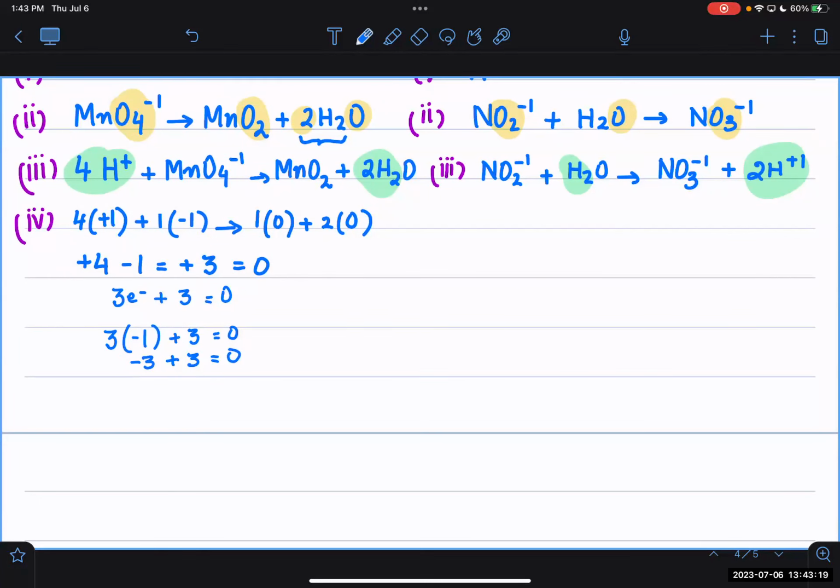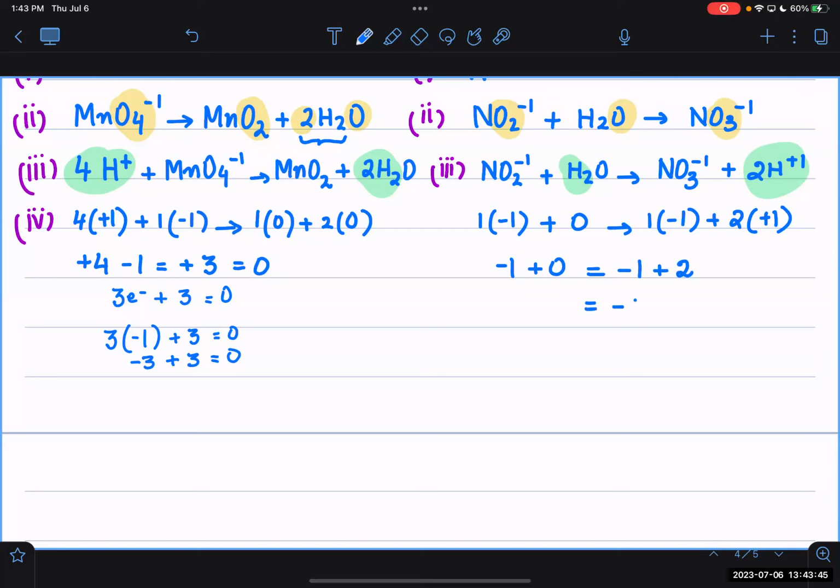Okay, here you have 1 minus 1 charge plus 0 gives you 1 minus 1 charge plus 2 plus 1 charge. So here we have minus 1 plus 0. Okay, and this is equal to minus 1 plus 2 charge. So this becomes minus 1 here and minus 1 here. All right. Did we get, oh no, wait 1 second. It should be a plus 1. Sorry. Yeah, it's a plus 2 minus 1 is plus 1 charge.